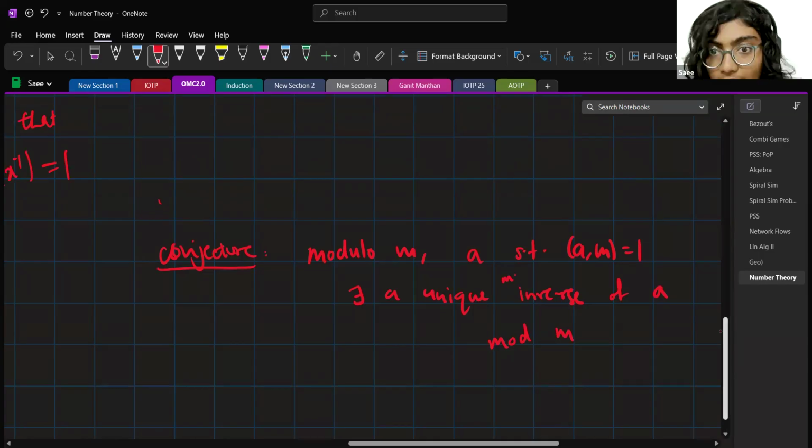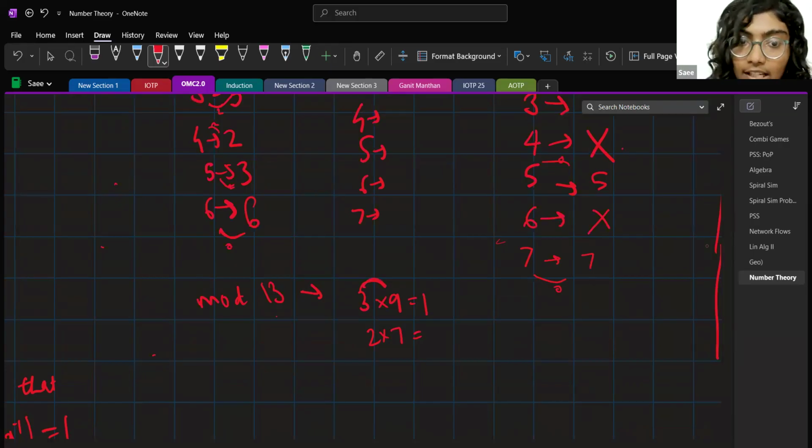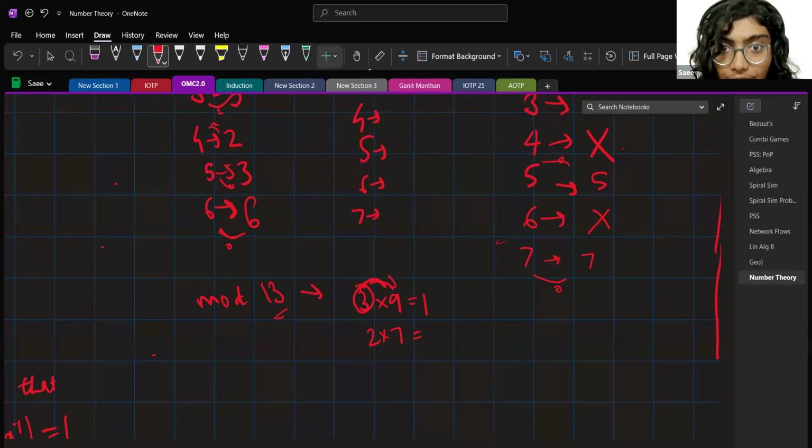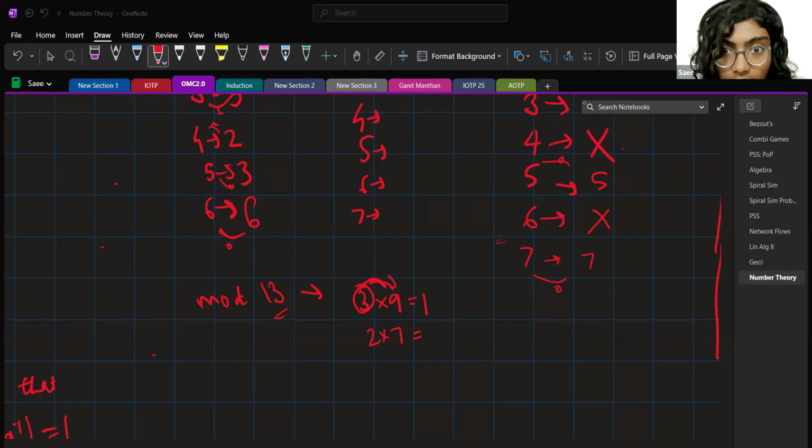What does inverse mean? By inverse, I just mean multiplicative inverse. Exactly what we have been seeing here, like 3 and 9 are inverses mod 13. So the observation is that for every number, there can only be one number which multiplies to 1. I think it's true. Okay. It feels like it should be true.